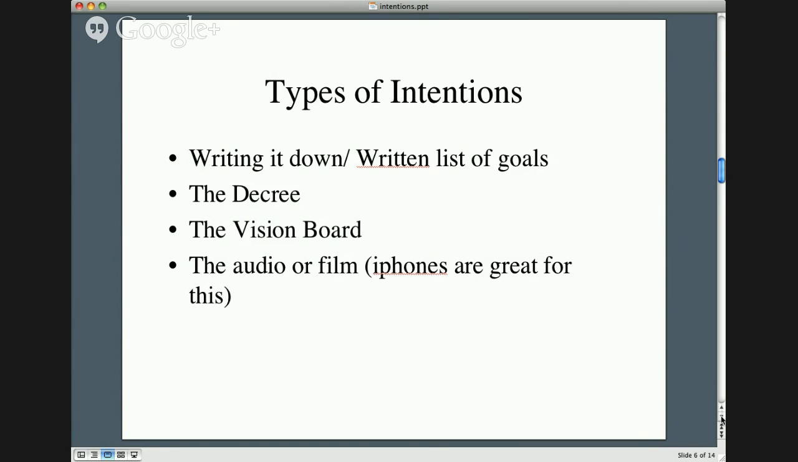You can also use it as sort of a home page on your computer when you boot up your computer, or on your phone as a photograph. That also works really, really well.